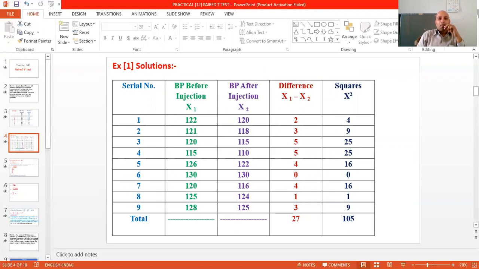Then the difference is X1 minus X2. For example, X1 is 122 and X2 is 120, so the difference is 2. Then 2 squared is 4. Then the total of the differences is 27 and the total of the squares is 105.